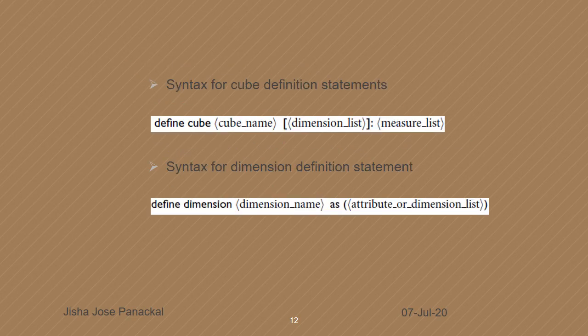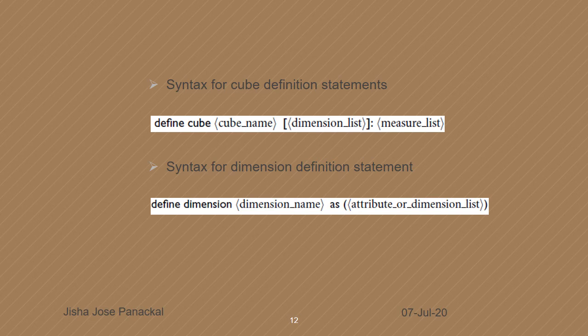We will see the syntax for cube definition statements. We can define a cube and give a cube name, and we have to specify the dimensions. For example, if we have 4 dimensions, we have to mention the dimension list, and we have to mention the measure list, that is the fact, also here. So that is the syntax used for cube definition.